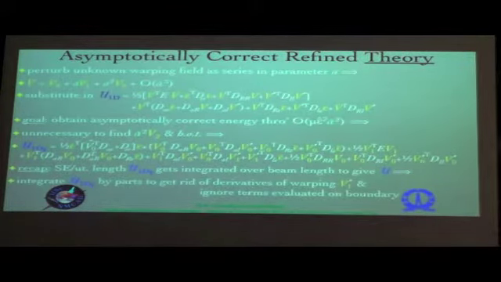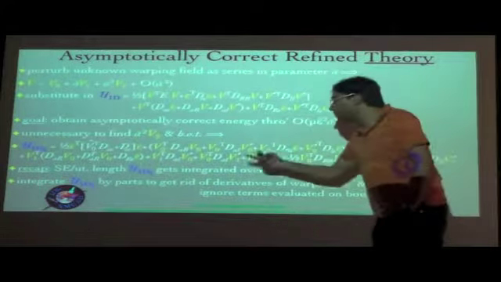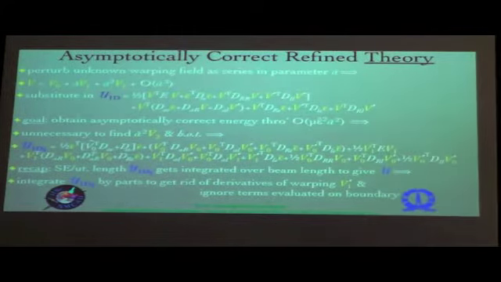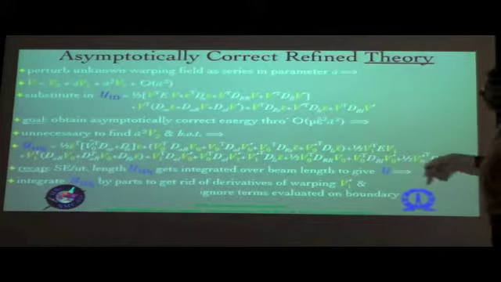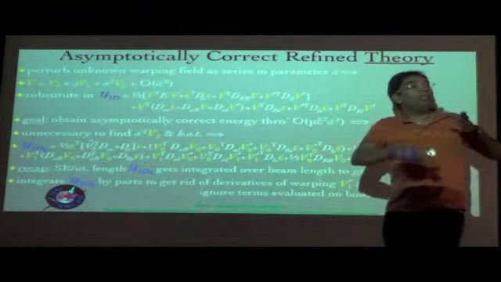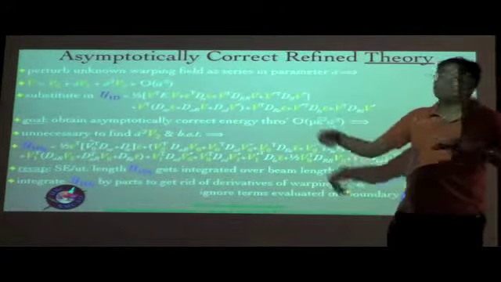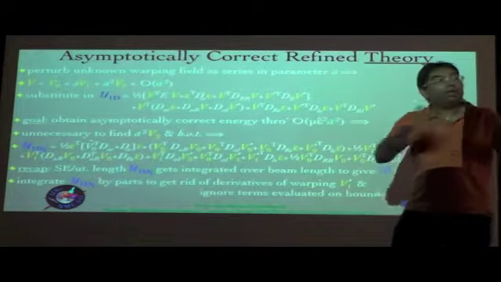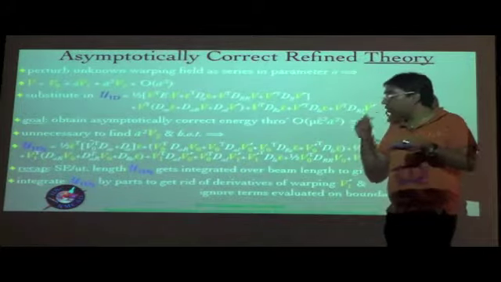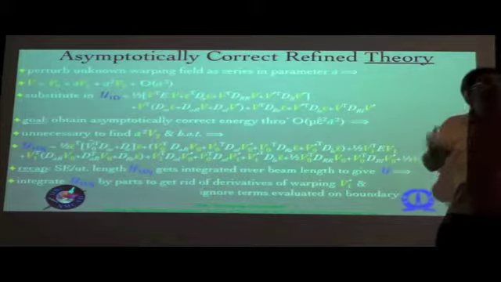What this means is that we integrate U1 D1 by parts to get rid of the derivatives of the warping V1 prime and ignore the terms evaluated on the boundary. Now we want to get the governing differential equation for V1. Of course, it is discretized, so it won't be a differential equation. It will be just an algebraic equation that you have to solve. So all that we have to do is determine V1.